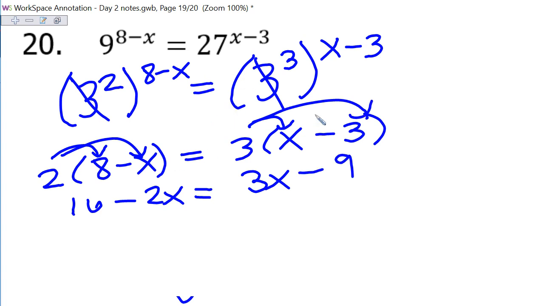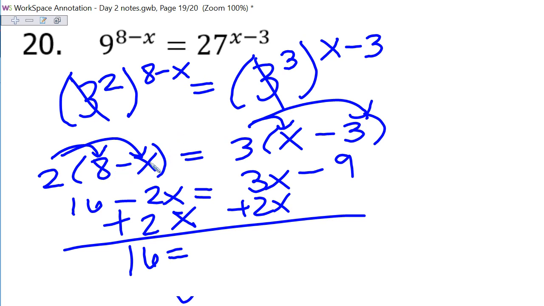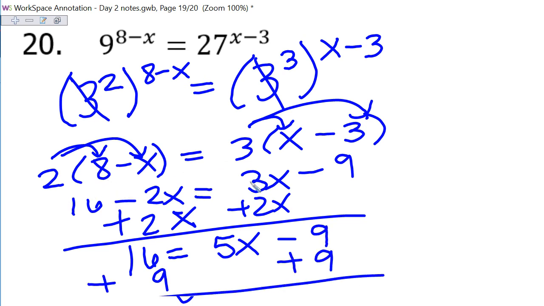Add 2x to both sides. So 16 equals, what's 3x plus 2x? 5x minus 9. Add 9 to both sides. 25 equals 5x. Divide both sides by 5. And the answer is 5. X equals 5.